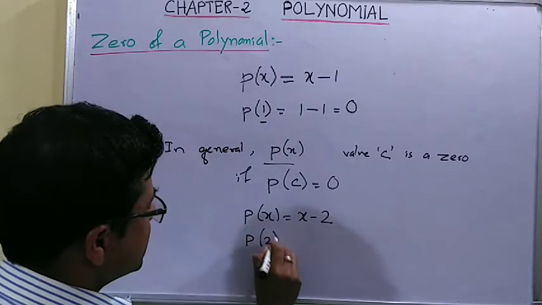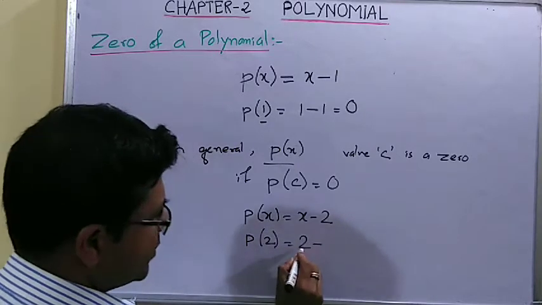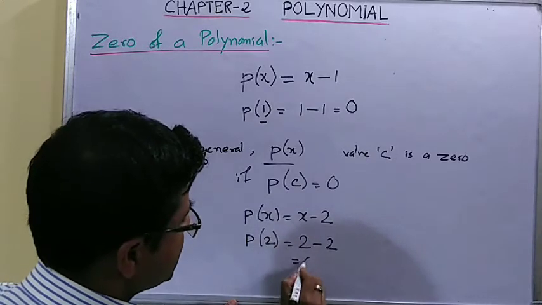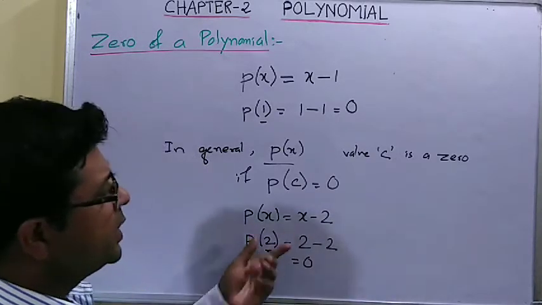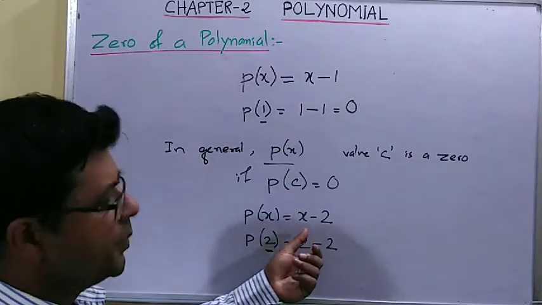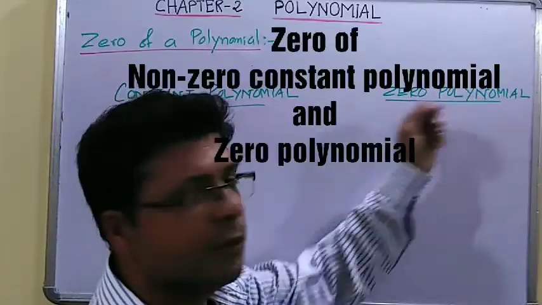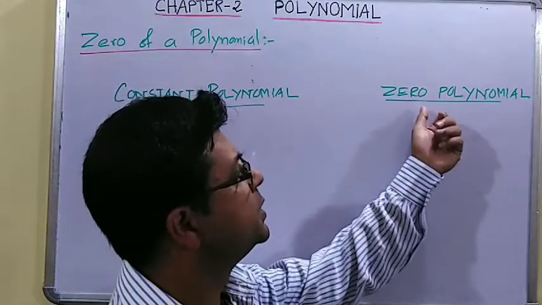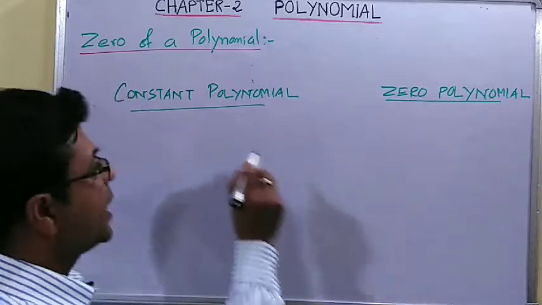P of 2, if in place of x, let us put 2. This is 0. So this 2 is said to be the 0 of this polynomial. Alright, now we want to find what is the 0 of a constant polynomial and what is the 0 of a 0 polynomial. Let us take an example.